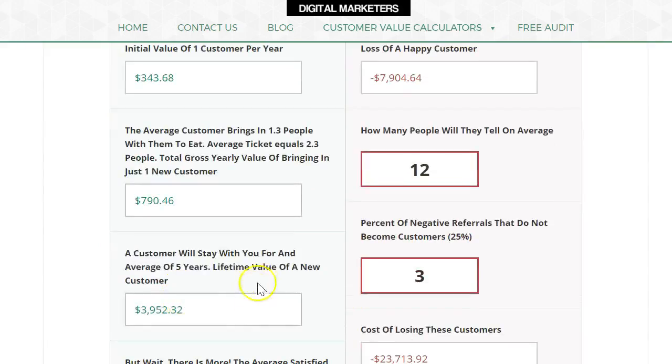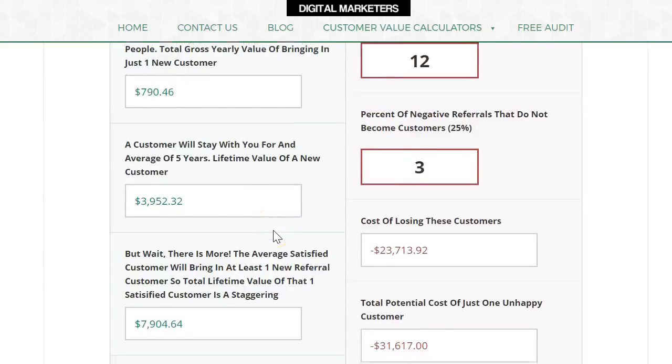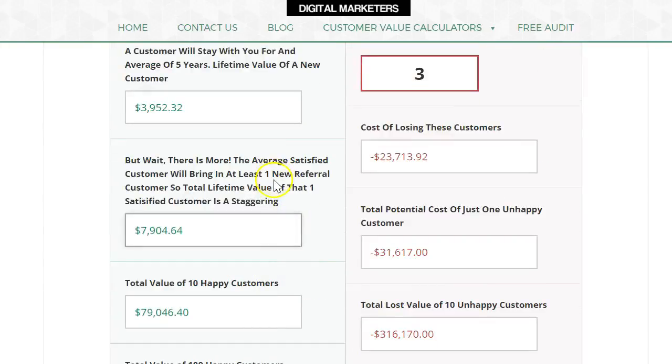Now the average customer will stay with you for 5 years. They move away or they go elsewhere. The total value for that one happy customer lifetime value is $3,952.32. Okay. But wait, there's more. And I sound like a Ronco commercial here, but it's true. They will refer one other person that will end up becoming a happy customer as well.